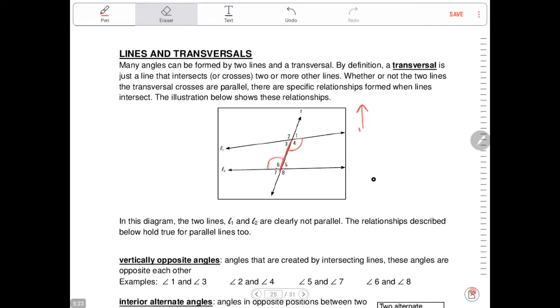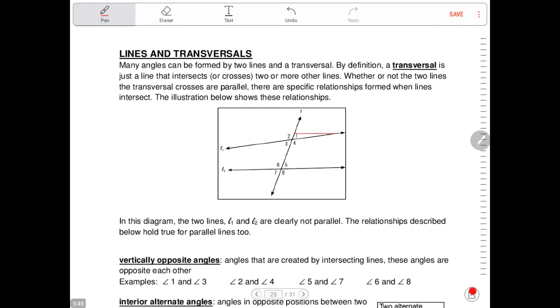Next, we're going to move on there towards the bottom of page 25. You can see that you have corresponding angles. Now, corresponding angles, it says right there, are two angles that occupy the same relative position at two different intersections. Well, what the heck does that mean? Let's try to learn that by looking at the example. It says there angle 1 and 5.